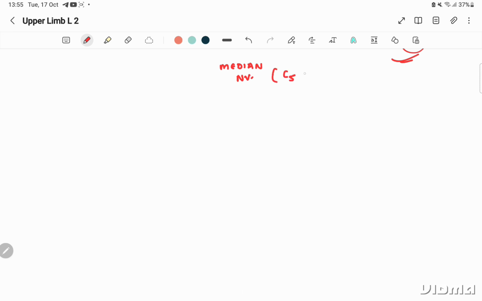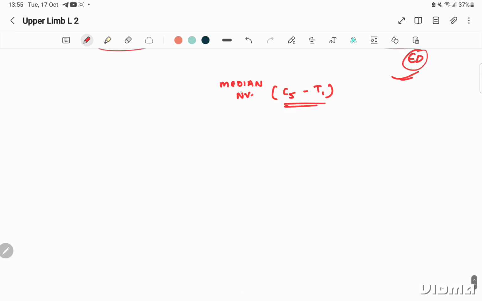Which the root value is C5 to T1. Median nerve is also called the eye of the hand, because it is very important for the hand. It is the main nerve supplying the hand, okay.